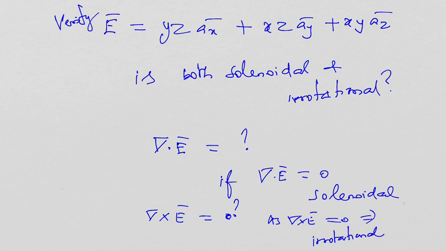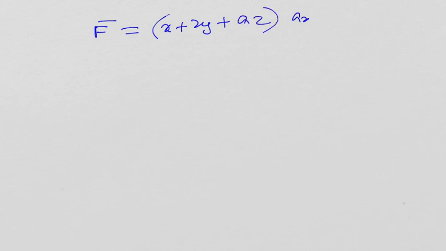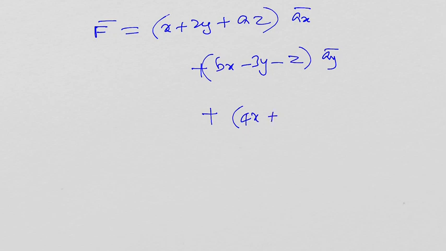There are many such university questions. For example, in one of the question papers, F is specified as (x + 2y + a z) ax + (bx - 3y - z) ay + (4x + cy + 2z) az. Did you notice one thing? The constants a, b, c are not known to me. So I'll give you a condition.